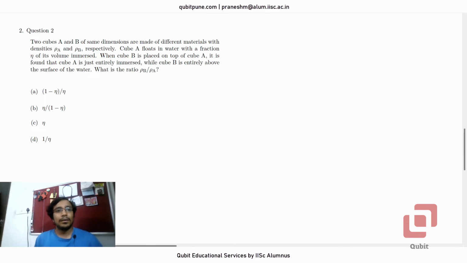Question 2. Two cubes A and B of same dimensions are made of different materials with the densities rho A and rho B respectively. Cube A floats in water with a fraction eta of its volume immersed. When cube B is placed on the top of cube A, it is found that cube A is just entirely immersed, while cube B is entirely above the surface of the water. What is the ratio of the densities rho B upon rho A?